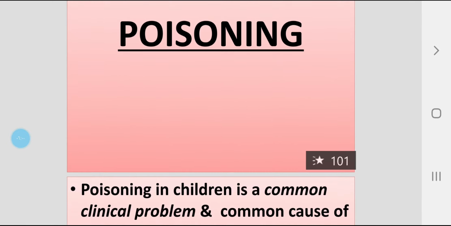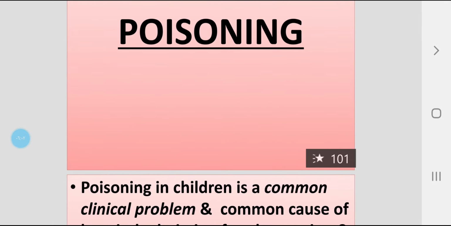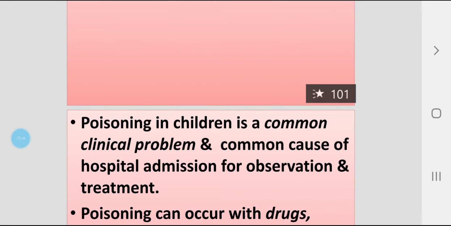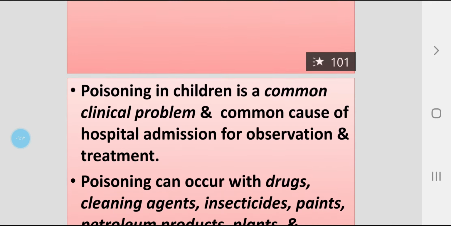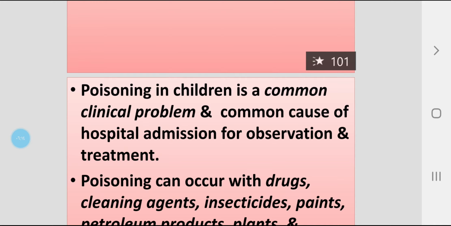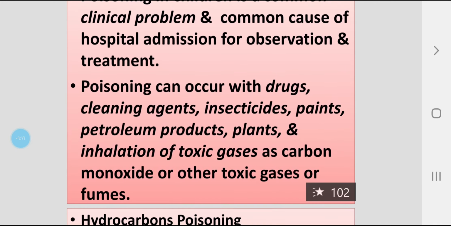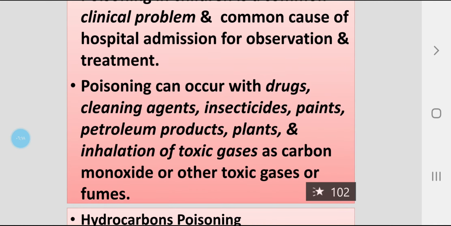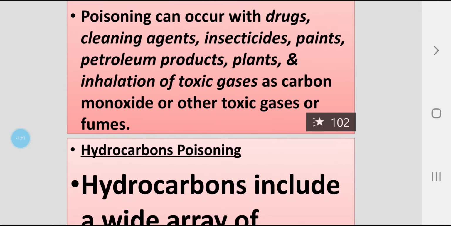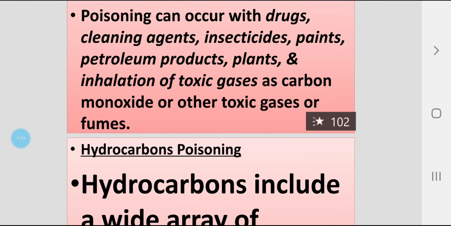Now we'll talk about poisoning, another important emergency. Poisoning in children is a common clinical problem and a common cause of hospital admission for observation and treatment. Poisoning can occur with drugs, cleaning agents, insecticides, paints, petroleum products, plants, and inhalation of toxic gases such as carbon monoxide or other toxic gases or fumes.